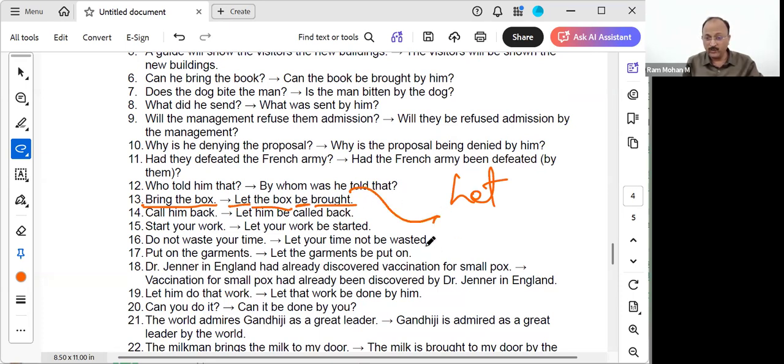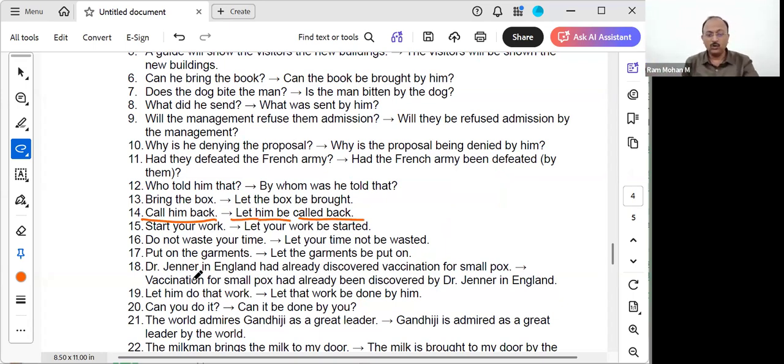These sentences you may find difficult, so pay attention to this. Imperative sentences and interrogative sentences. These two things, if you master, the rest everything will be very easy. Call him back. I am asking. Call him back. So always it will start with let. Let him be called back. Passive voice. Let him be called back.